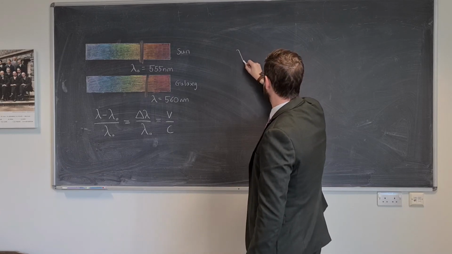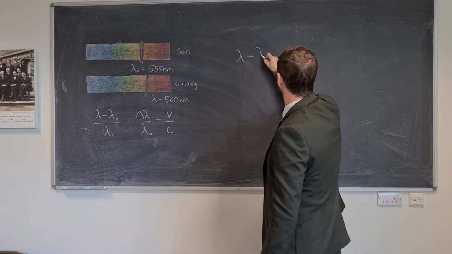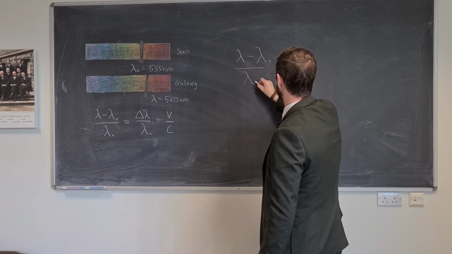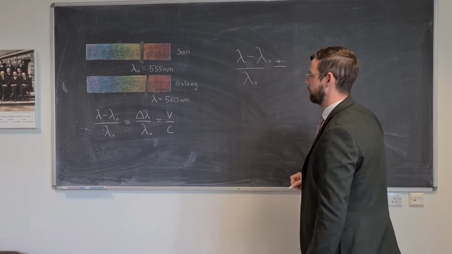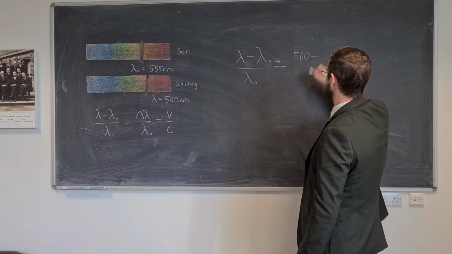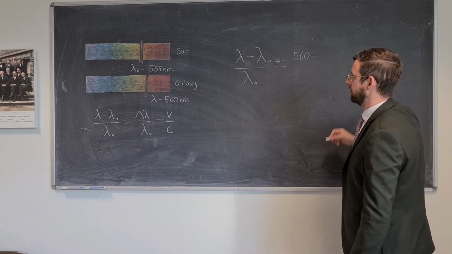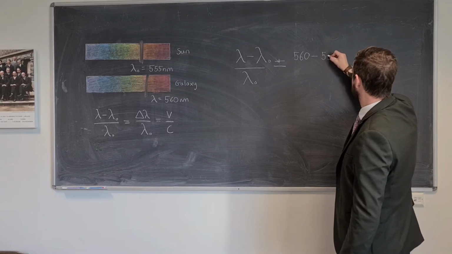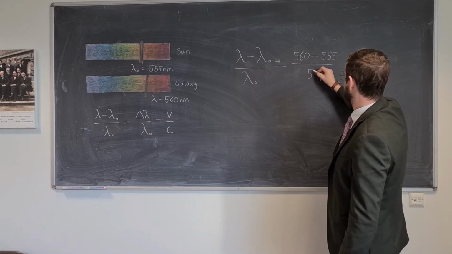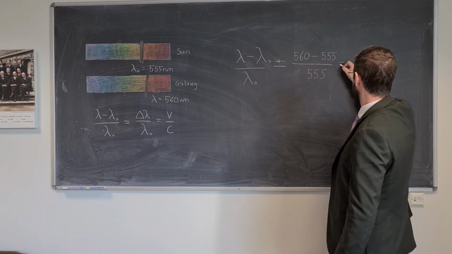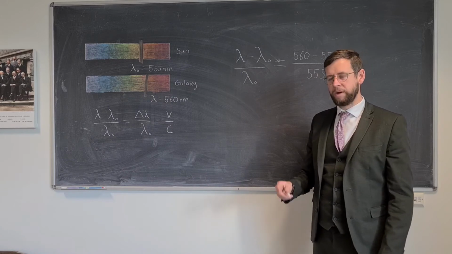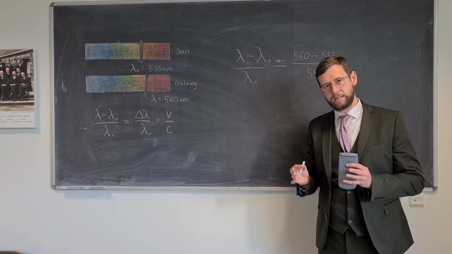So what I'm trying to write here is lambda minus lambda naught divided by lambda naught. So this is equal to, well, lambda in this case is 560 minus what lambda naught is equal to, which is 555, divided by lambda naught, which is 555. Now this sort of sum looks a bit strange. Why are we taking one from the other and dividing by that same thing? We're looking at the size of the difference compared to the size of the measurement.